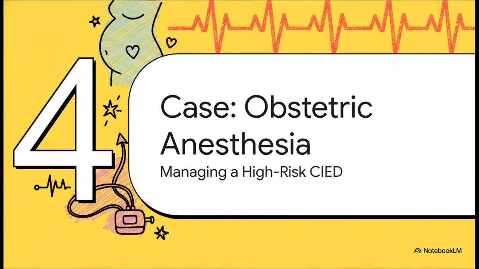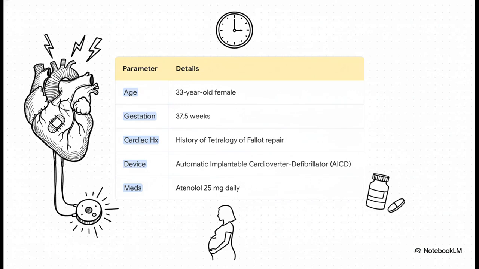Okay, let's ramp up the complexity a bit for our second case. Now we're throwing high-risk obstetrics into the mix, which adds all these other layers we have to think about, like the physiology of pregnancy and, of course, the baby. So meet our patient. She's 33, almost to term, and scheduled for a C-section.